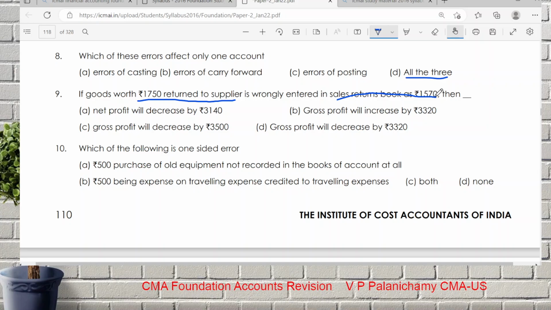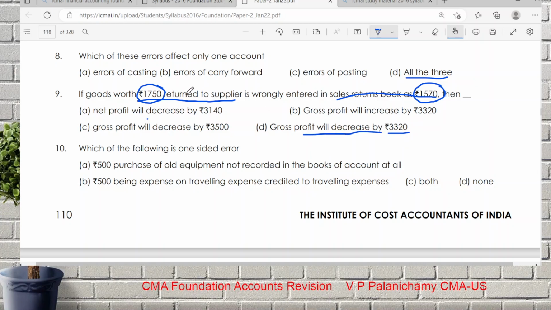Credit பண்றதுக்கு பதிலா debit பண்ணிட்டா nominal accountல என்ன இருக்கும்? Creditனா income, debitனா expense. So credit பண்றதுக்கு பதிலா debit பண்ணி வச்சிருக்கீங்க. இப்போ என்ன ஆகும்? Double the amount, profit will be decreasing. Sorry, ரெண்டு ஆட் பண்ணுங்க. 1750 plus 1750 ஆட் பண்ணுங்க. 3500. So gross profit will decrease by 3500.